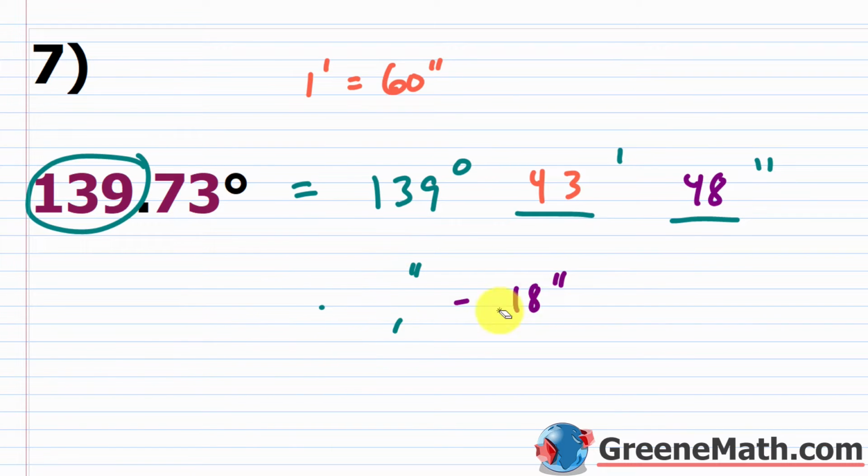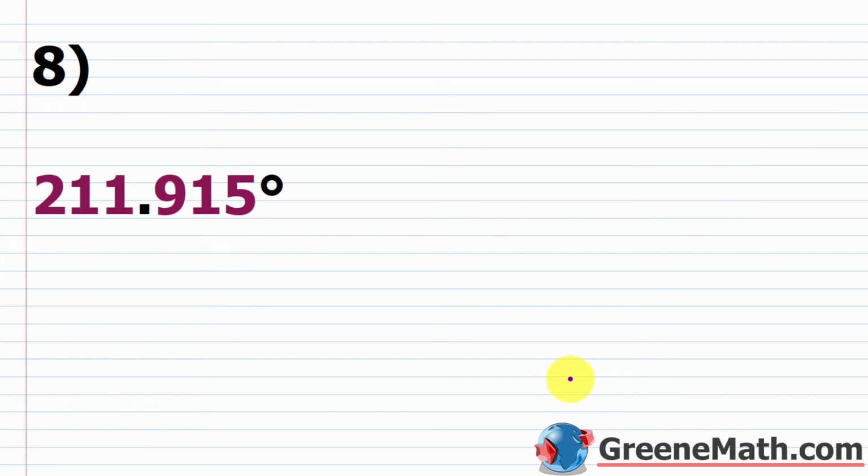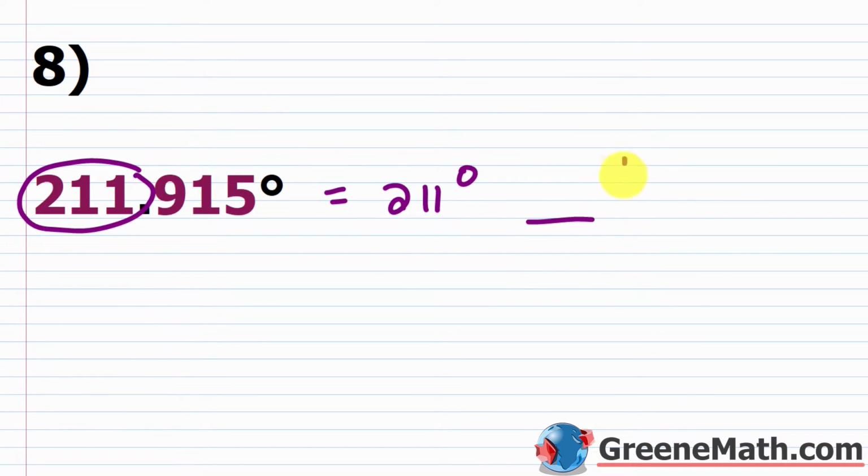So when we convert this over, you're going to end up with 139 degrees, 43 minutes, 48 seconds. Okay, let's look at problem 8. So here we have 211.915 degrees. Again, just start off with this whole number part. You're just going to grab it. So 211 degrees. Then you have a certain number of minutes and a certain number of seconds. Again, you're just going to work with that decimal part.